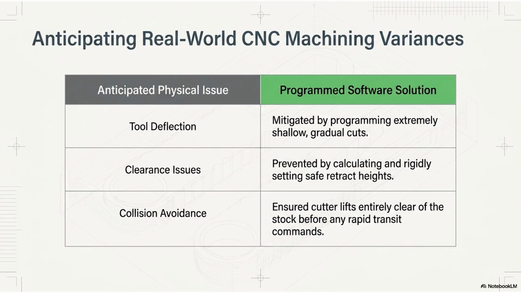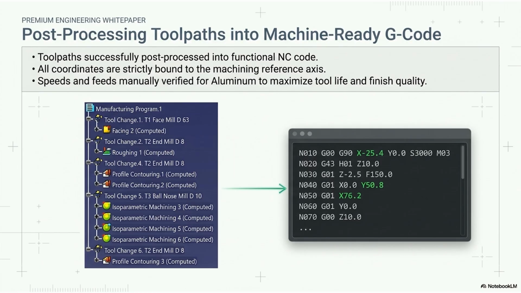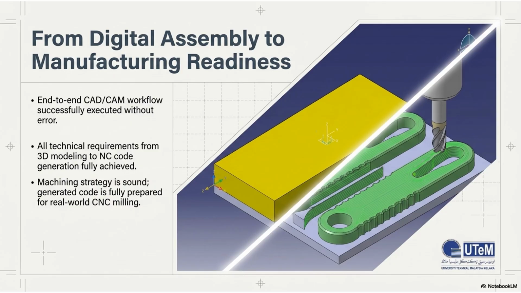For the final step, our toolpath was successfully post-processed into functional, machine-ready G-code. All coordinates in the code are strictly bound to the machining reference axis, and we manually verify the speeds and feeds for aluminum to maximize both tool life and finish quality. In conclusion, our transition from digital assembly to manufacturing-ready lines was a complete success.